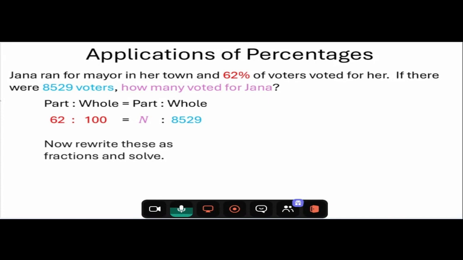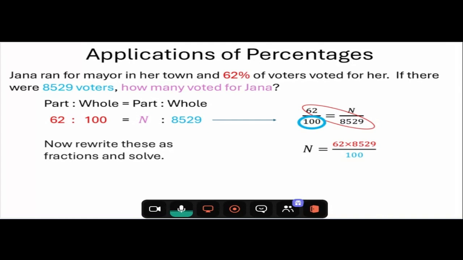So we're going to rewrite them as fractions, and then the solving is the easy part. So 62 to 100 becomes 62 over 100 equals n over 8529. And remember, we're going to start to do this faster and faster, but we look at our two cross products. This cross product here has the variable in it. This cross product here does not have the variable. That's the one we want. We multiply the cross product that doesn't have a variable, then we divide by the other number, which I've circled in blue there.